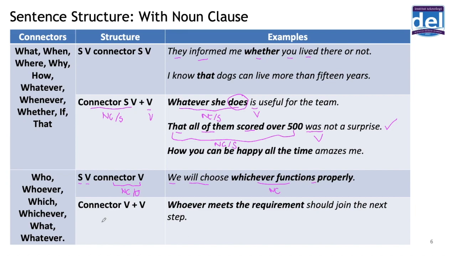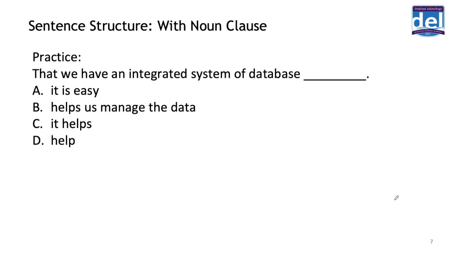And the last one, it is possible to see a structure like this: connector, verb plus verb. So this is a noun clause which functions as the subject in a sentence. And this is the main verb. So the sentence is complete and correct. Take your time, be familiar with the connectors and the structure. And everyone, this is time for practice.